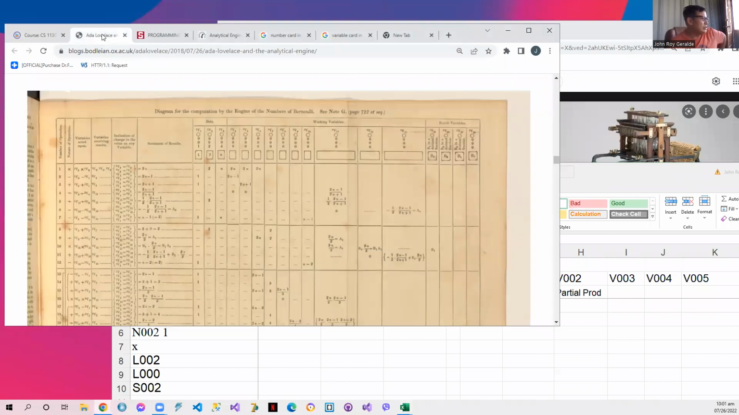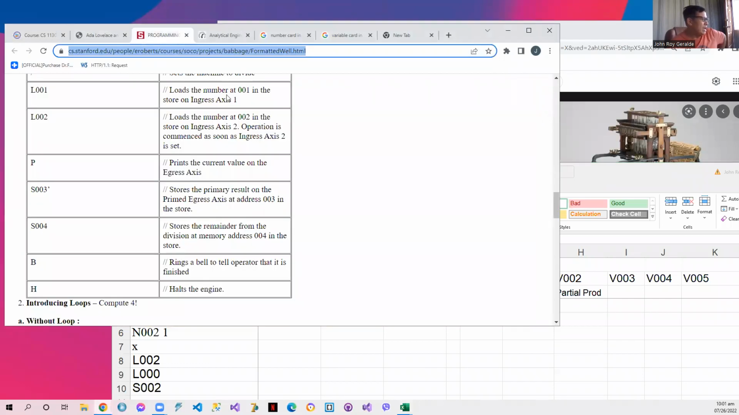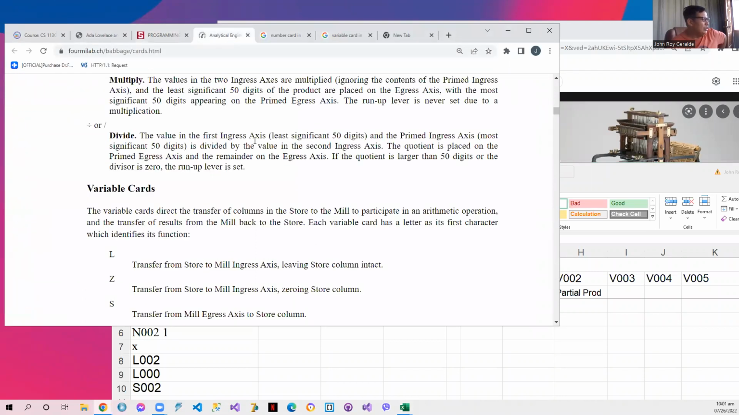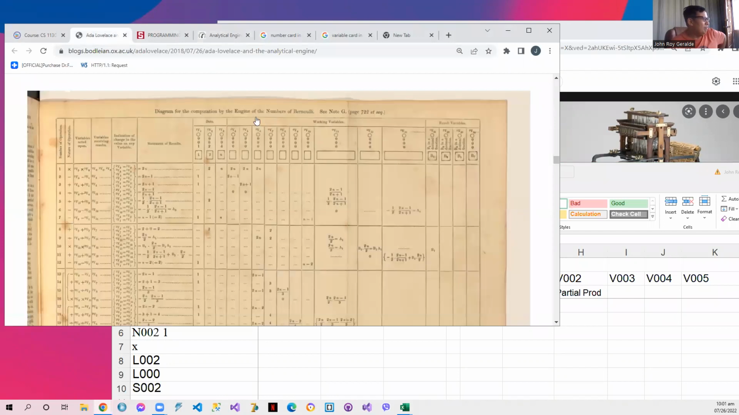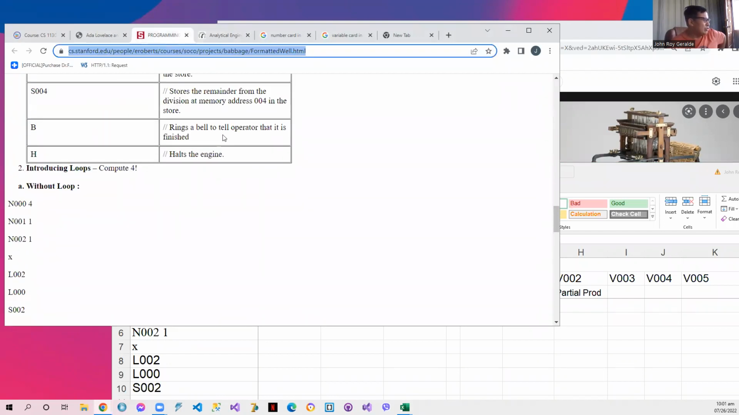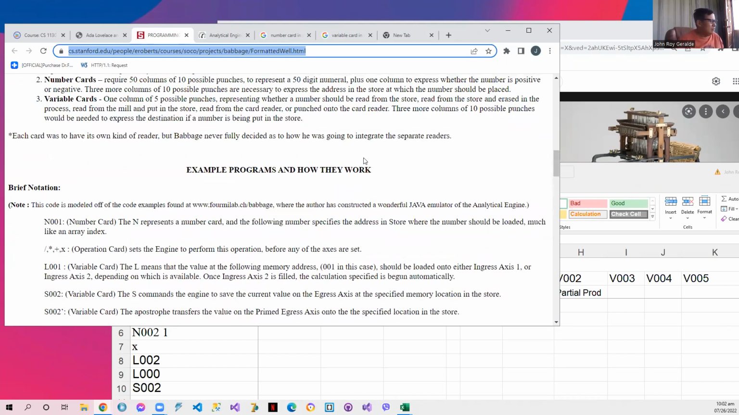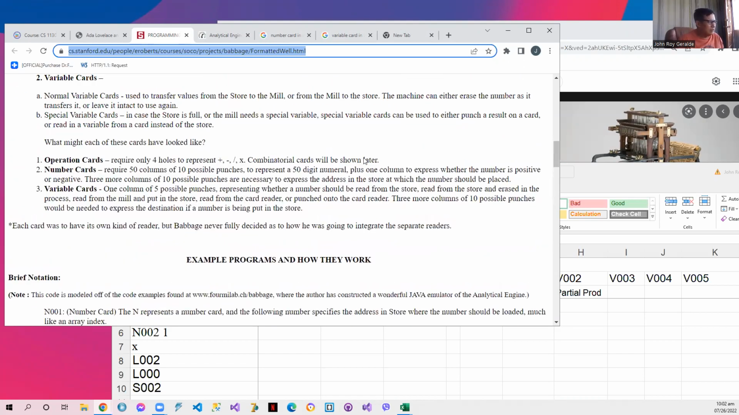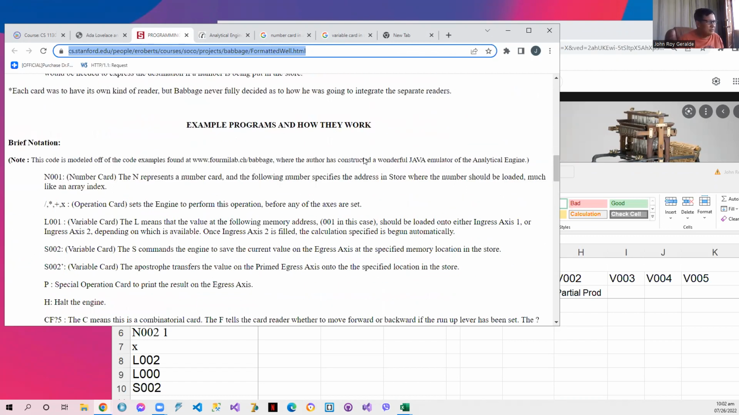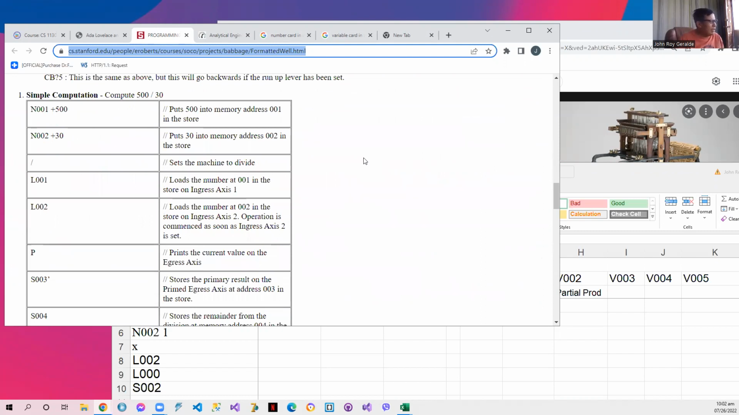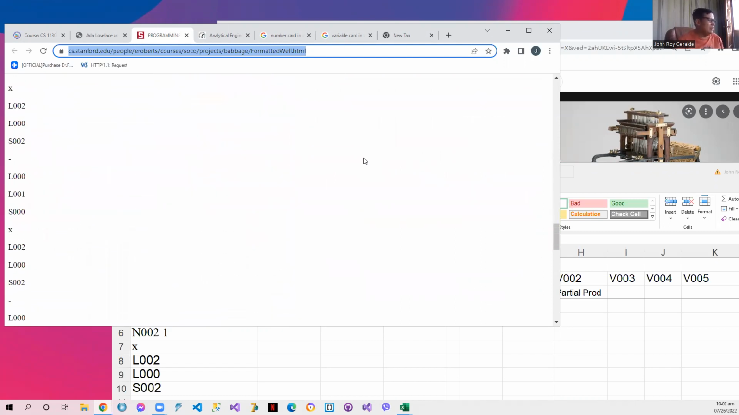But before we proceed, I'd like to introduce a new component of the analytical engine, which is called the run-up lever. What's a lever? It's like a toggle switch. The run-up lever will be toggled depending on the result of the last operation card. Do you follow?